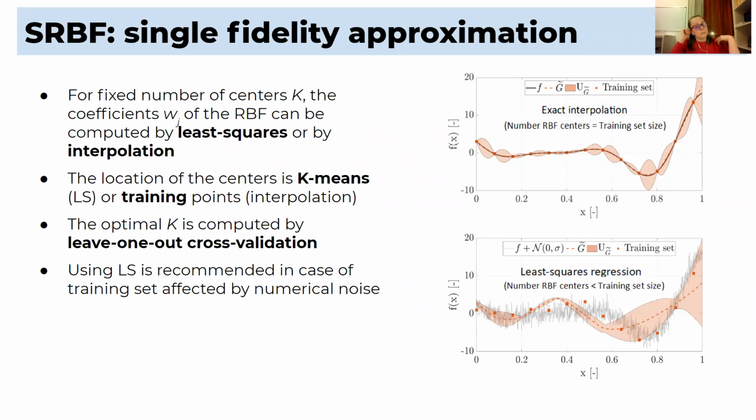And why do we distinguish between these two approaches? I mean, the second approach, with the least square regression, has been introduced because it seems to perform quite well when we have training sets affected by noise. And this is what we observe, or what is illustrated here in the second figure, basically.